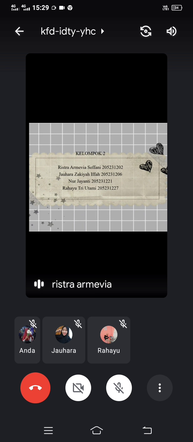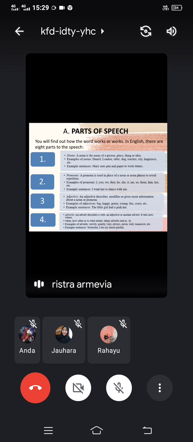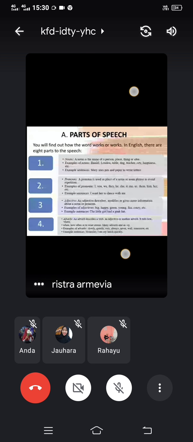Di sini kita akan membawakan presentasi yaitu part of speech. You will find out how the words work in English. There are 8 parts of speech. Number 1, nouns. A noun is the name of a person, place, thing, or idea.